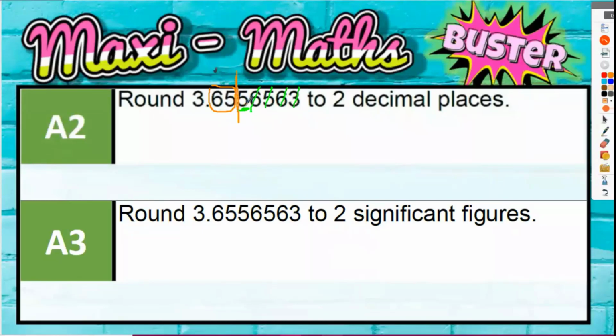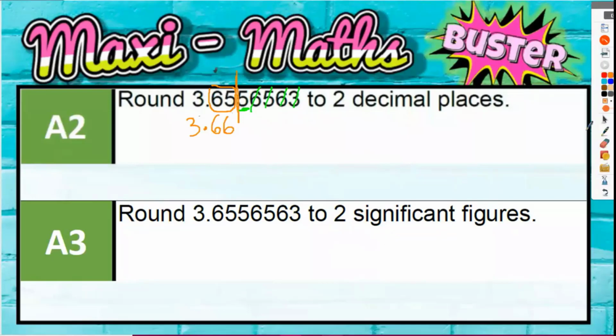If that 5 was less than a 5, the 0.65 would stay as it is. It would round down, which means stay as it is. If that 5 is 5 or more, so a 5, a 6, a 7, an 8, or a 9, we need to round the 0.65 up. So 0.65 then rounds up to become 0.66. It's like saying 65 rounds up to 66. Okay, so the 0.65 rounds up to 0.66, and the 3 that's in front of it just stays as it is. So the answer to that one is 3.66.